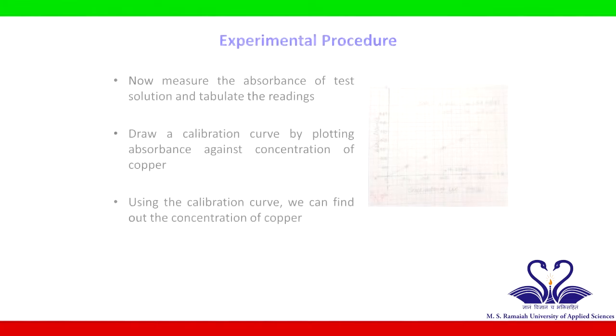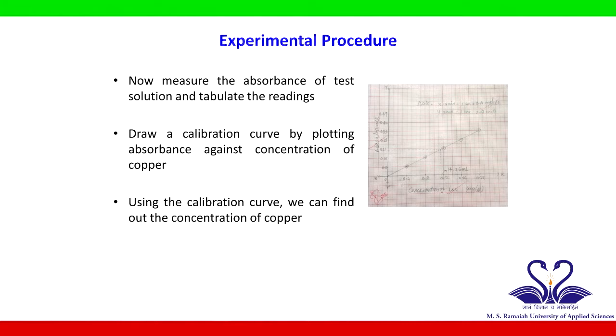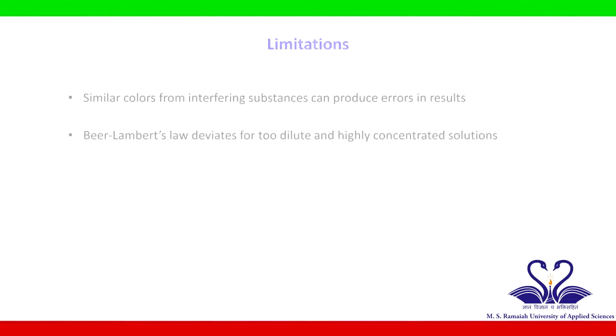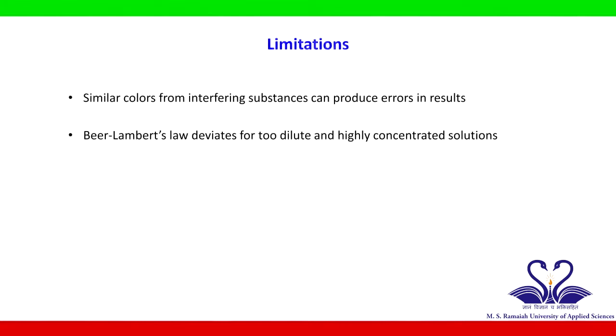Now, measure the absorbance of the test solution and tabulate the readings. Draw a calibration curve by plotting absorbance against concentration of copper. Using the calibration curve, we can find out the concentration of copper. Colorimetric estimations have limitations also, like similar colors from interfering substances can produce errors in results. Beer-Lambert's law deviates for dilute and highly concentrated solutions.